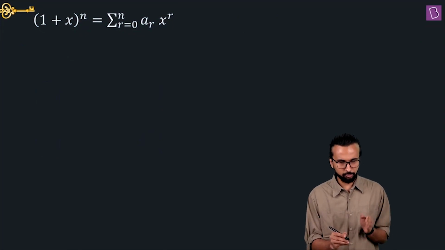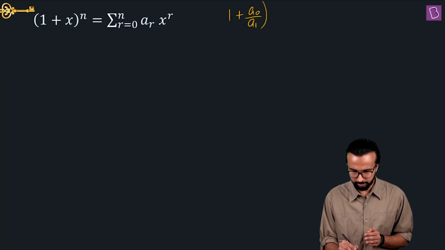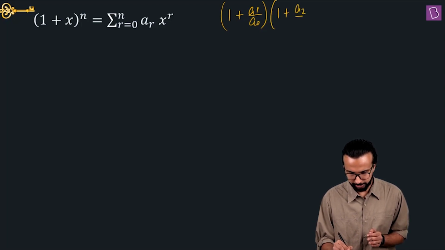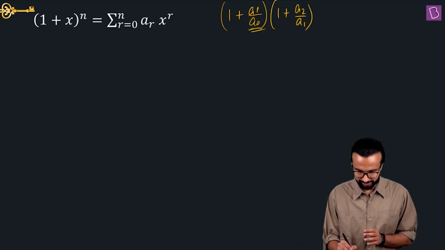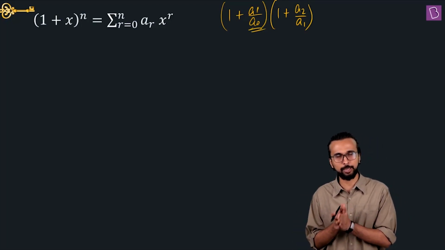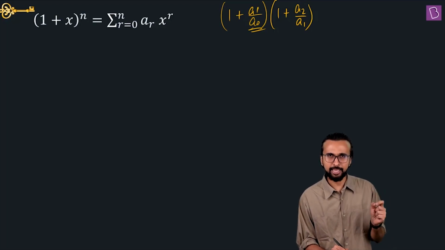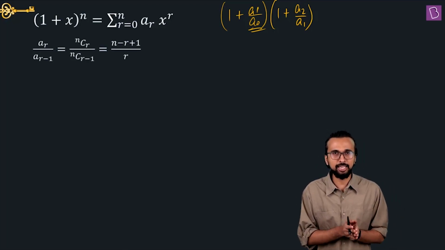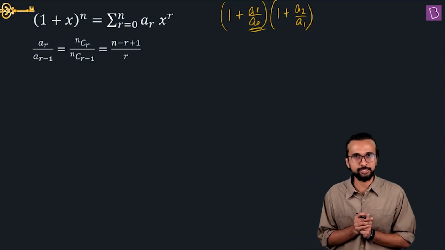Now here, I have to find 1 plus a1 by a0, sorry, a1 by a0, 1 plus a2 by a1 and so on. So let's look at this ratio here: a1 by a0, a2 by a1, a3 by a2 and so on. Basically, a_r by a_(r-1). And I already know that a_r is nothing but nCr. Similarly, a_(r-1) will be nCr-1. That is what we divide with each other.